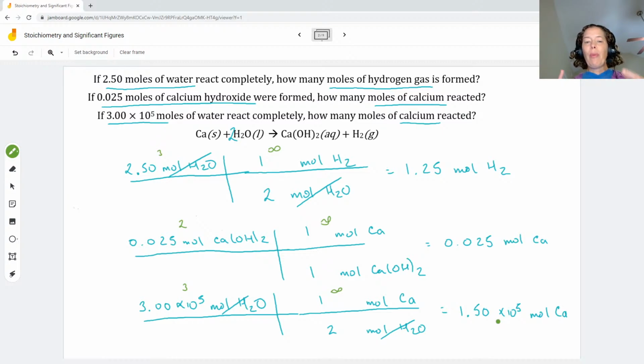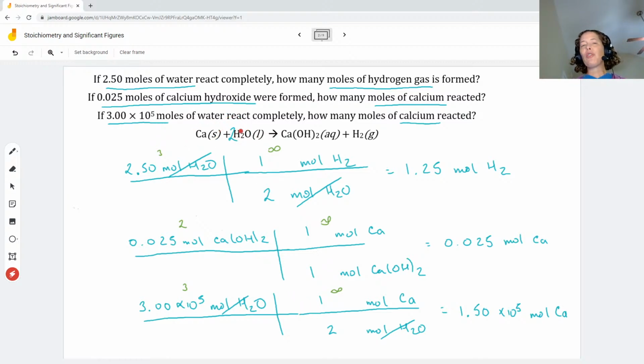Before we leave this problem, I do want to point out a bit of the nature of this problem. In our first part, we went from water to hydrogen. So we went from a reactant to a product. You can do that with stoichiometry. In our second part, we started with a product and then we predicted a reactant. So you can also go product to reactant. And in our third part, we started with a reactant and we actually predicted our other reactant.